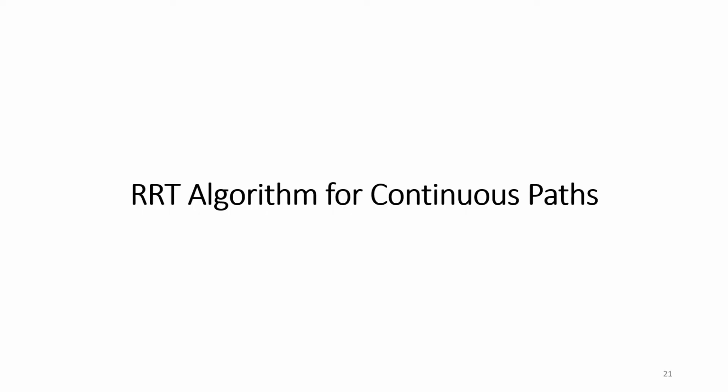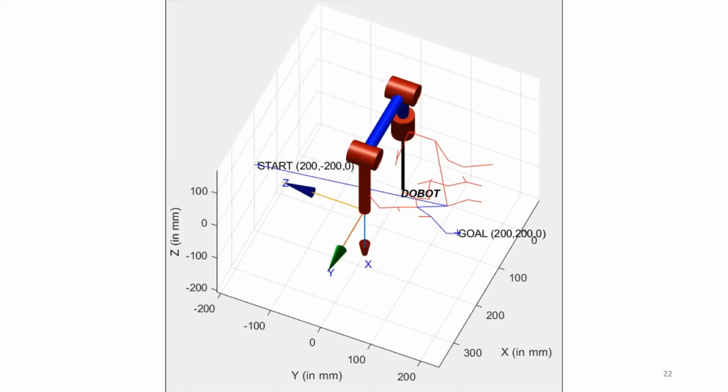RRT algorithm for continuous paths. In the previous case, paths were generated between two faraway points. A trial of the manipulator executing a path generated between two faraway points using RRT algorithm is shown.